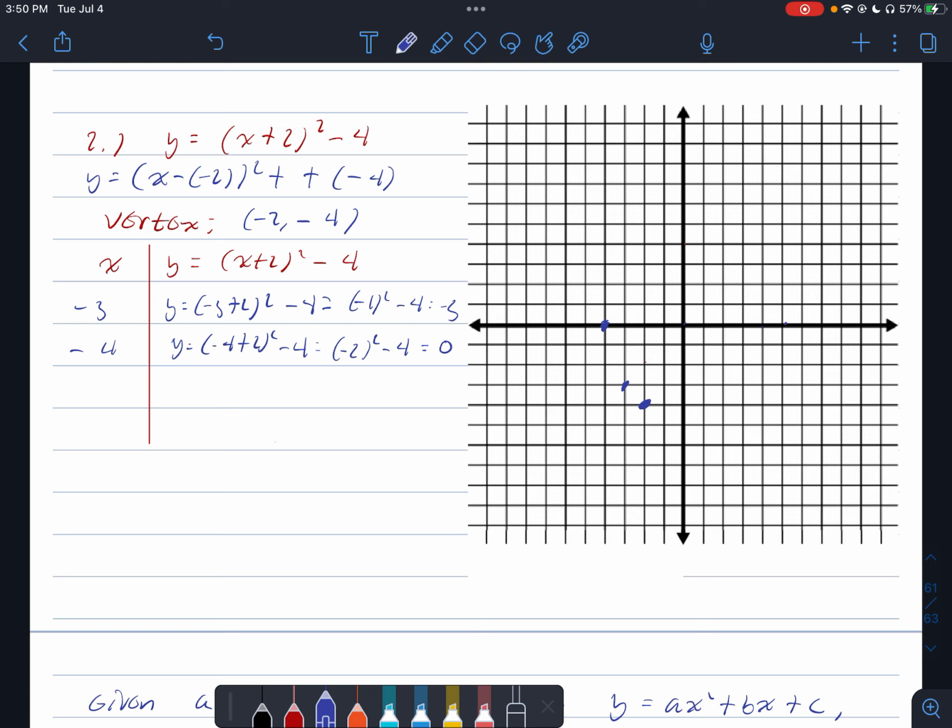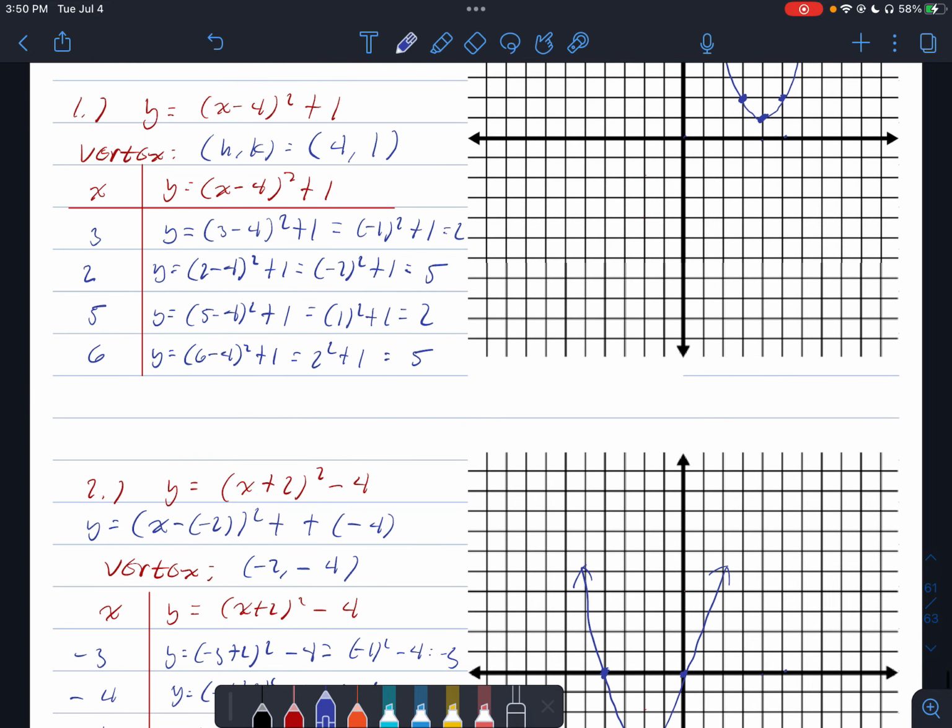And then we can plot to the right as well. So if we plug in the point negative 1, we'll get y equals negative 1 plus 2 squared minus 4, or we just get 1 squared minus 4, which is negative 3. And we can do the same with 0. So y equals 0 plus 2 squared minus 4, which is going to be 4 minus 4, which is 0. And again, we can play our game of connect the dots, and we can plot the rough shape of our graph. So there we go.